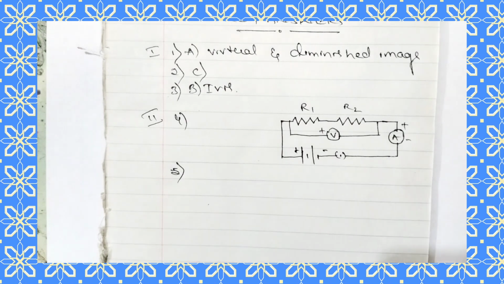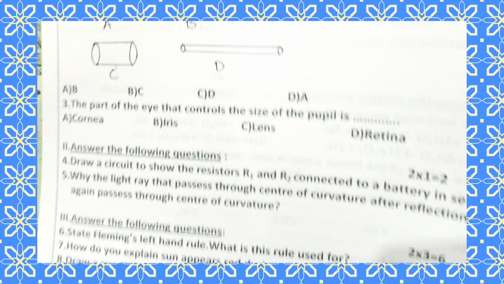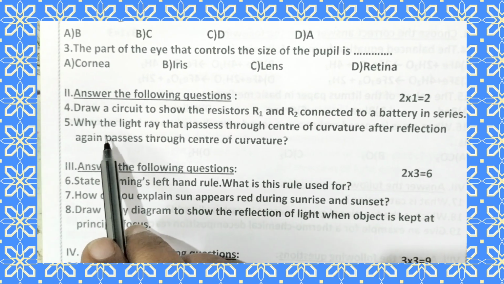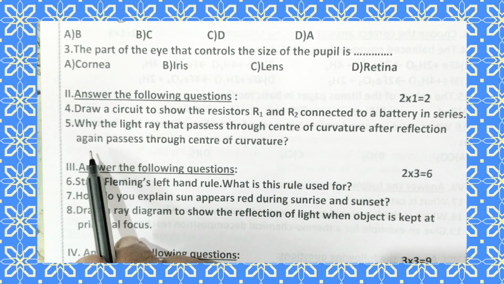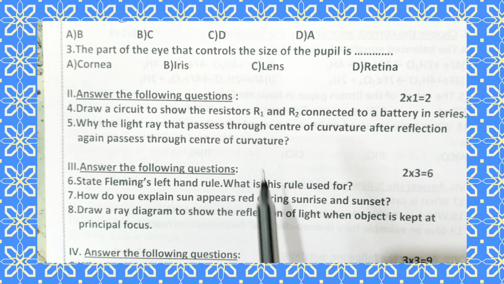Then let us move for question number 5. In the question number 5, they have given: why the light ray that passes through center of curvature after reflection again passes through the center of curvature.